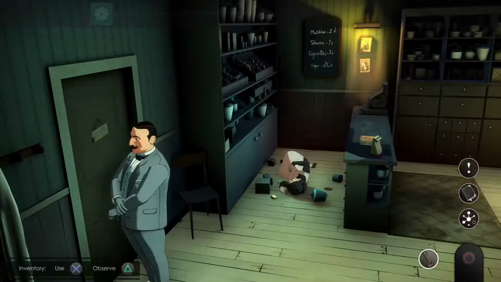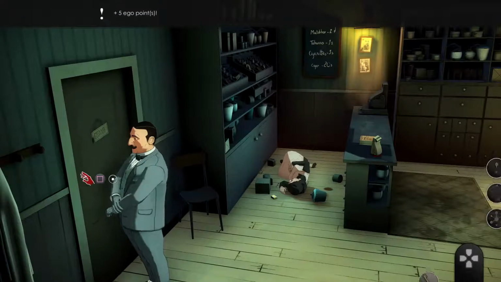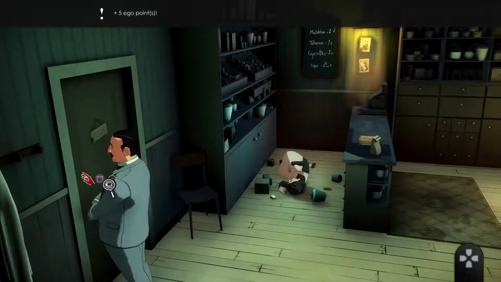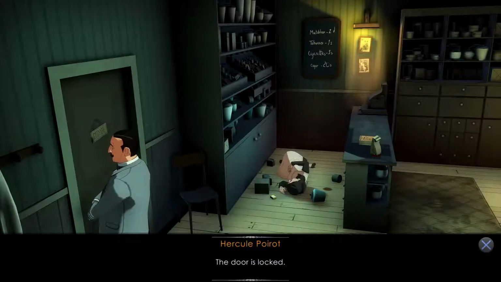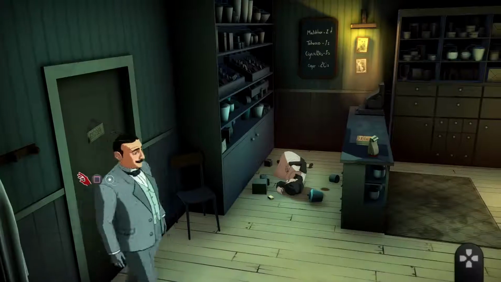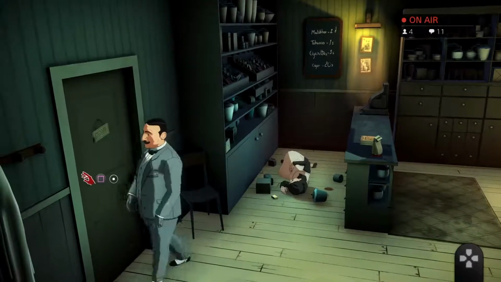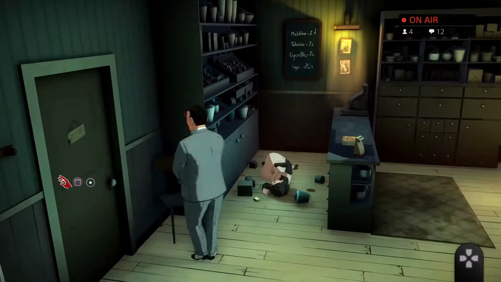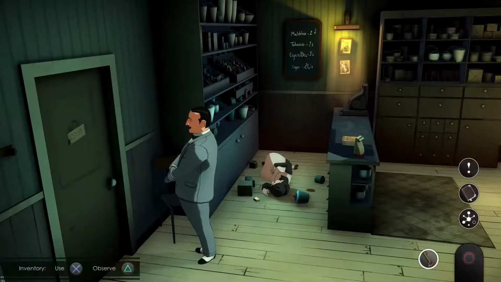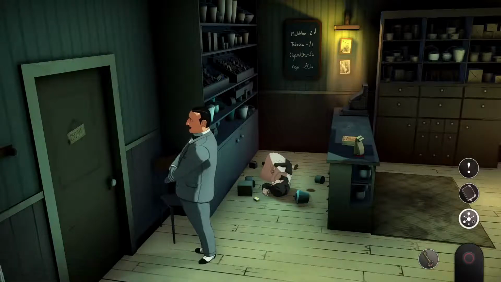Oh. The door is locked. Okay, how do we do this? No. I don't like that you use your analog, then you use those. Use. Square. Okay, there we go. Figured it out.